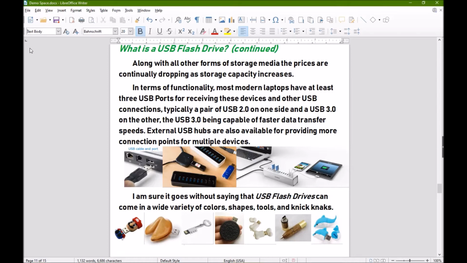In terms of functionality, most modern laptops have at least 3 USB ports for receiving these devices, and other USB connections. Typically, a pair of USB 2 ports on one side and a USB 3 port on the other, the USB 3 being capable of faster data transfer speeds. External USB hubs are also available for providing more connection points for multiple devices. I'm sure it goes without saying that USB flash drives can come in a wide variety of colors, shapes, tools, and knickknacks.